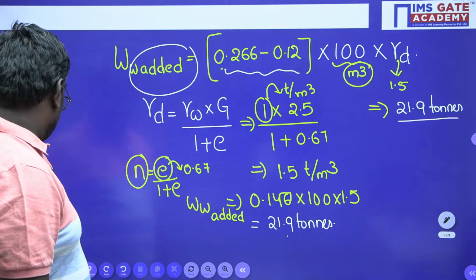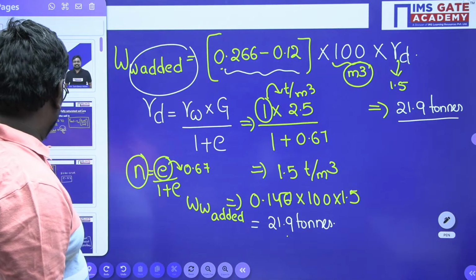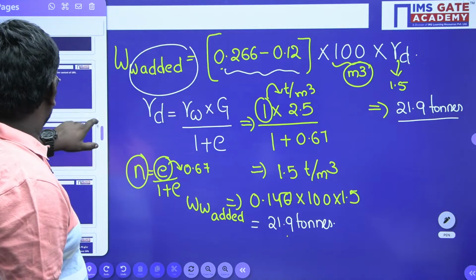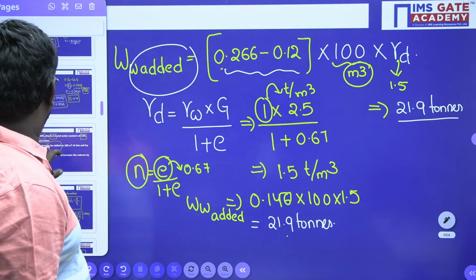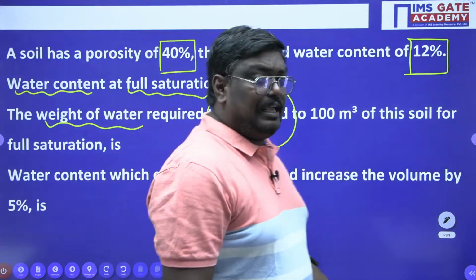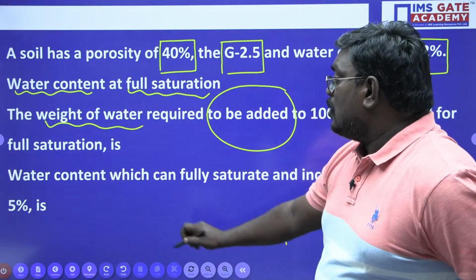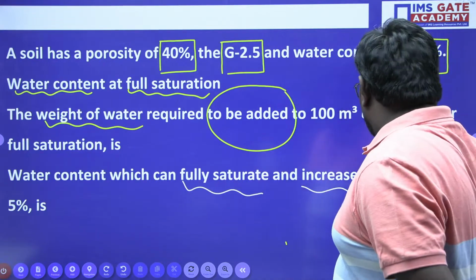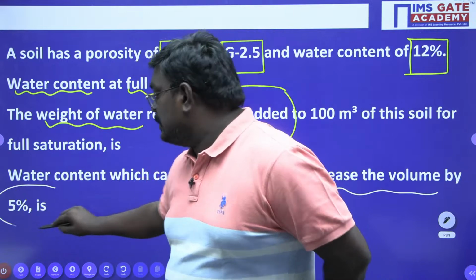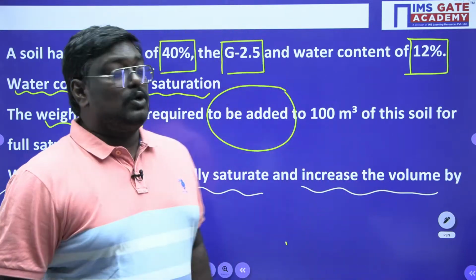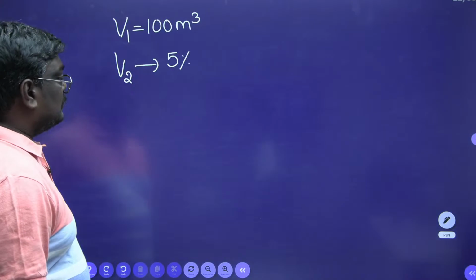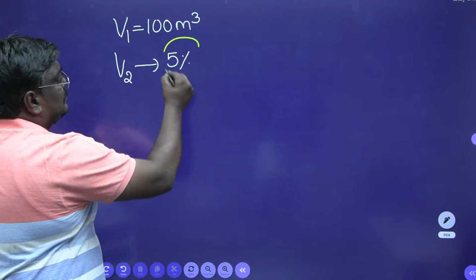If you see the third question, the third point here, what he has asked is: what is the water content which can fully saturate and increase the volume by 5%? This is very important, student. So the next point I would like to discuss here is, volume is increased by 5%.